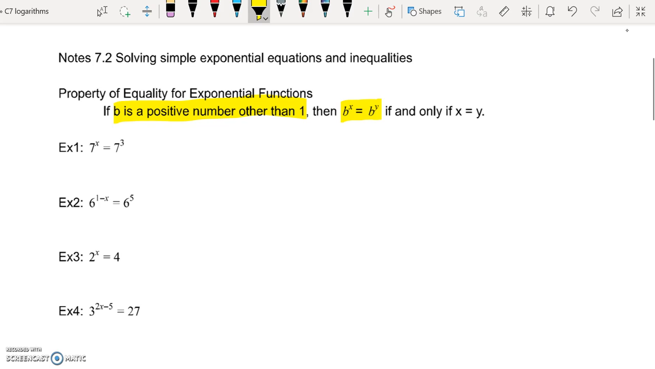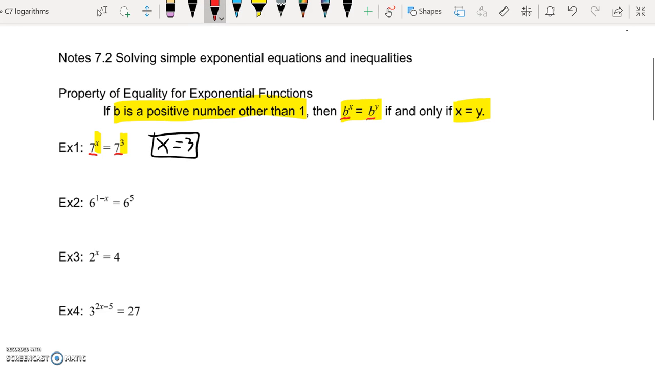As soon as we get b to the x equals b to the y, where the b's are the same, we can say the exponents have to be the same. So if we're really, really lucky, in our equation that we're given, we'll have the same base on both sides, which lets us just say that the exponents are going to be the same. So in one single step, x equals 3, and we're done.